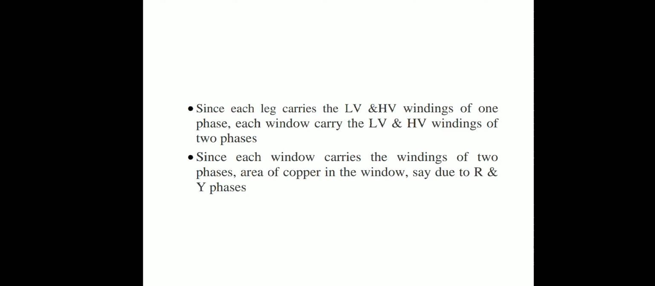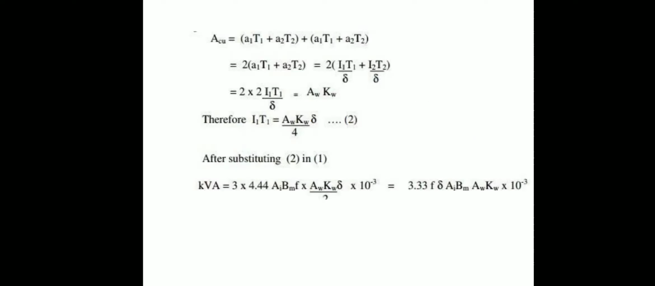Since each leg carries the low voltage and high voltage windings of one phase, each window carries the LV and HV windings of two phases. Since each window carries the windings of two phases, the area of copper in the window, say due to R and Y phases, is equal to A1 T1 plus A2 T2 plus A1 T1 plus A2 T2.